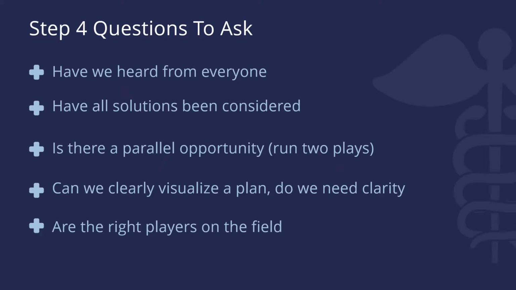Another option, is there a parallel opportunity? So do we have an opportunity here to run 2 plays simultaneously? Maybe we have a problem and we're not 100% sure on the solution, or we've got 2 competing solutions that are both good ideas. Can you do both? So start to ask yourself and consider that. Can you clearly visualize your plan, or do you need clarity? At this stage, by step 4, you should be able to clearly visualize and speak to the plan.